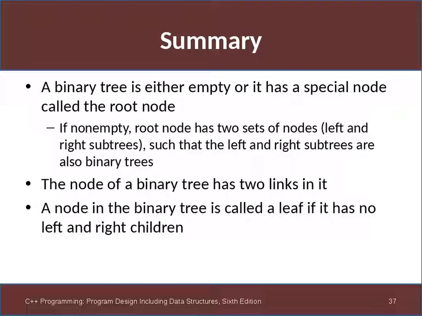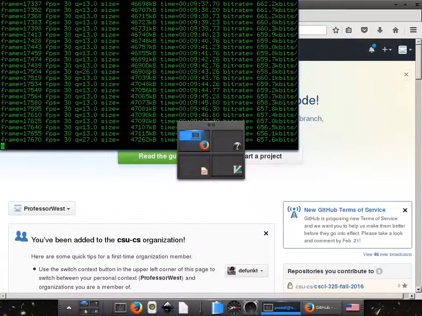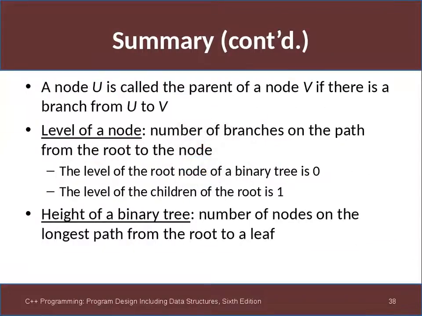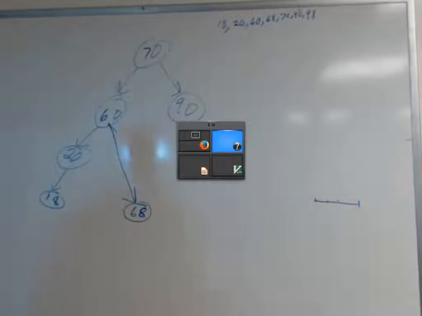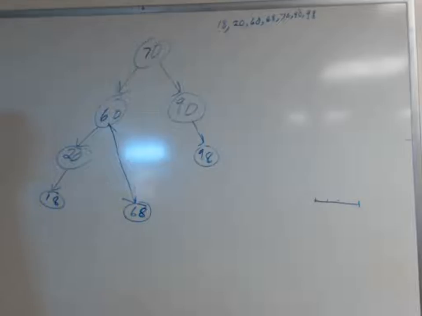All right. A binary tree is either empty or has a special node called the root node. The node of a tree has two links to it. A node in a binary tree is called a leaf if it has no left or right children, aka it's childless. Node U is called the parent of node V if there is a branch from U to V. So 60 is a parent of 20. The height of a binary tree is the number of nodes in the longest path from the root to a leaf. 1, 2, 3, 4.